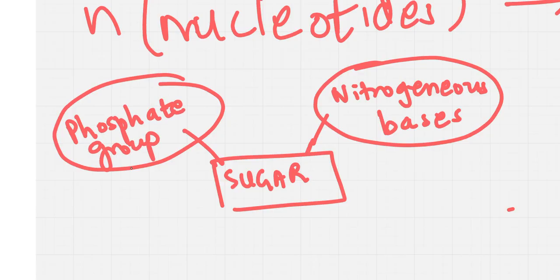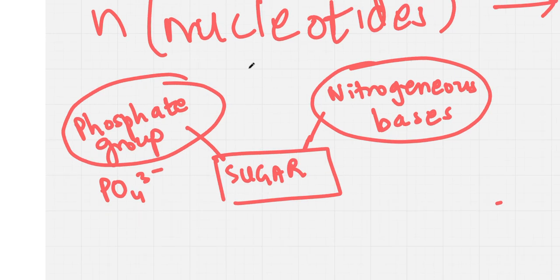Now, the formula of the phosphate group is PO4 3 minus. You don't need to memorize the formula for phosphate, but if you're planning for competitive exams, you should know that. Because phosphate is negatively charged, the entire DNA is also negatively charged.